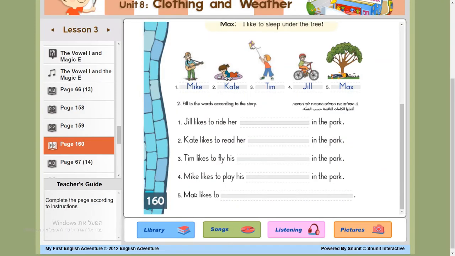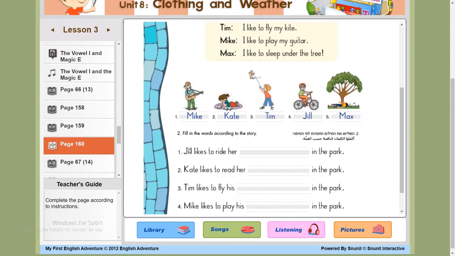Okay, بالنسبة لهذا السؤال نركز منيح لأنه في شغلة رح نتعلمها جديد مركت معنا قبل ولكن رح نتعمق فيها أكثر اليوم. Okay, fill in the words according to the story. حسب القصة بدنا نعبي ونكمل الكلمات الناقصة. So, Jill likes to ride her in the park. Jill likes to ride what? إيش بدها تركب? Her bike. Excellent. In the park.